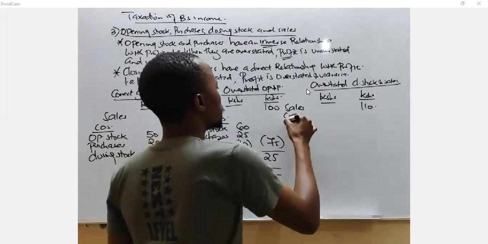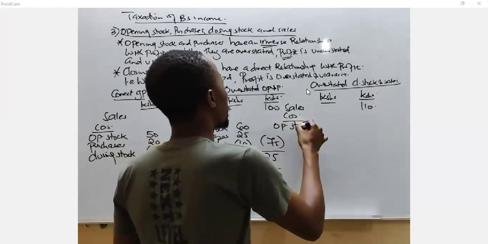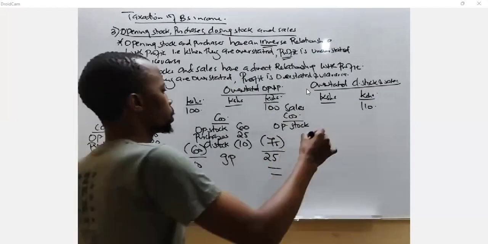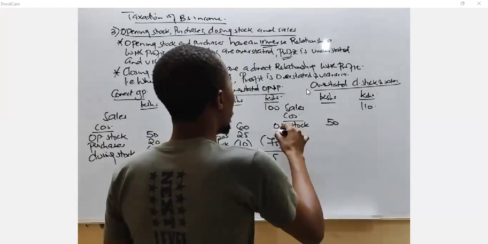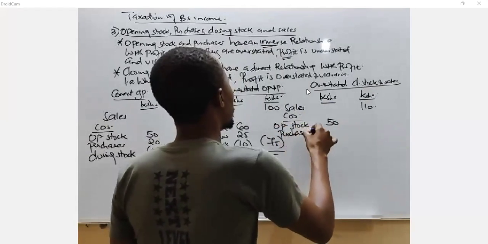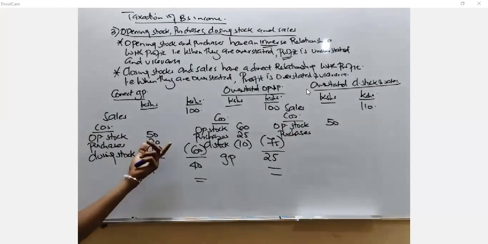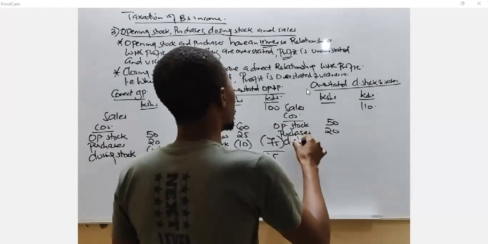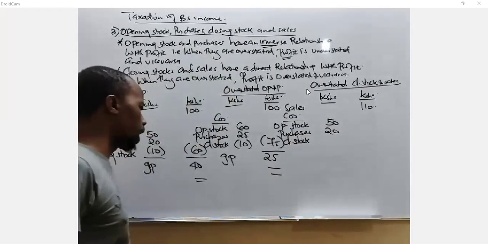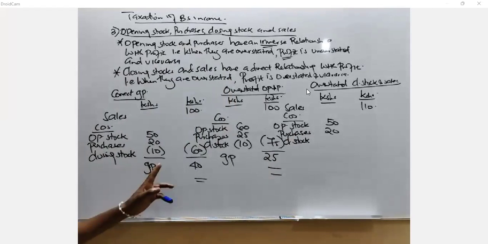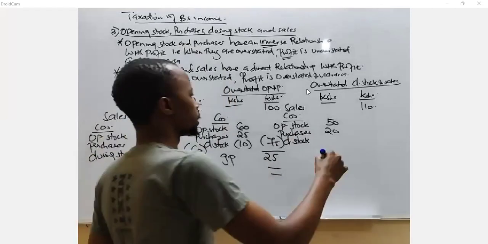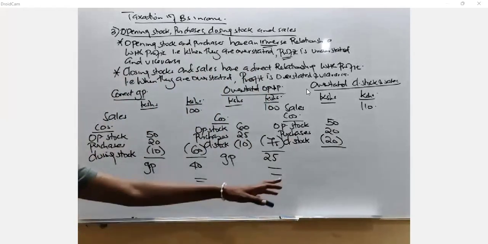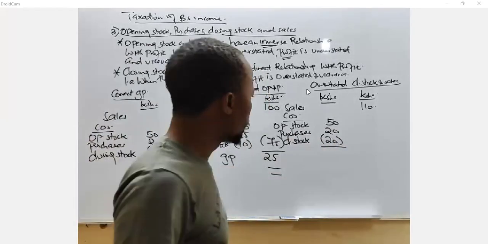Now, the cost of sales comprises the opening stock. The original opening stock of ours was 50, so here we have 50. Now we have our purchases, which are 20, so we put the original figure. Then we have our closing stock. We have said we are going to overstate it. Rather than being 10, we put it at 20. Now, what is the behavior of the cost of sales?